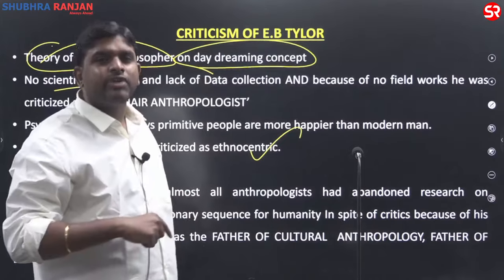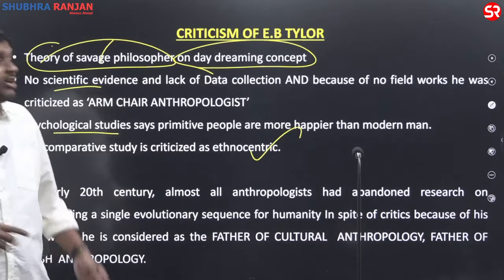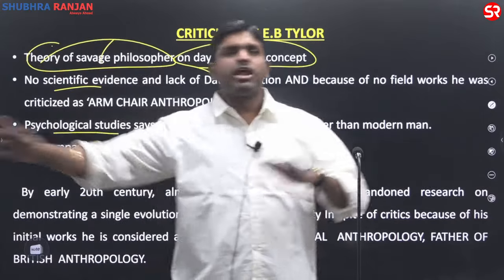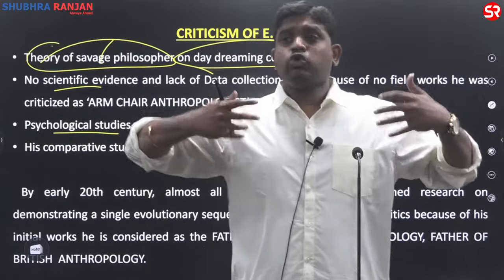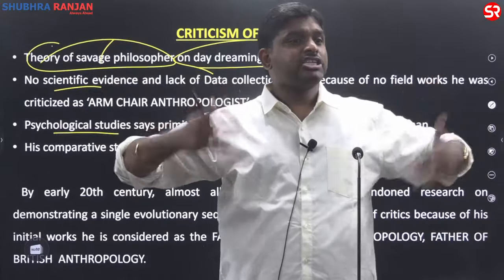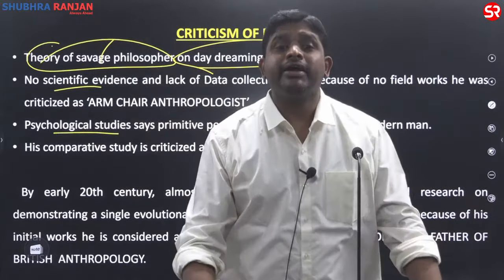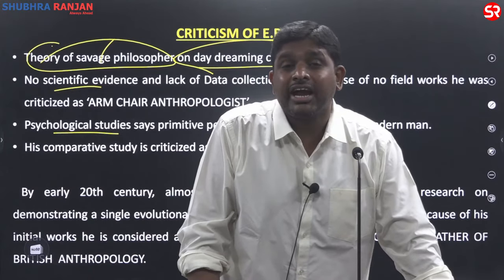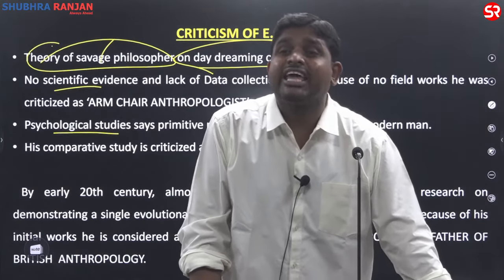You advocated for comparative methods. The comparative methods will lead to ethnocentrism. Ethnocentrism means these people are good, these people are bad. We are good, those are bad. We are civilized, we are intellectual people. Like the white man's burden. What is the white man's burden? The white man will think that it is a burden on his head to civilize you black people. That is the reason I came to Asia and Africa.